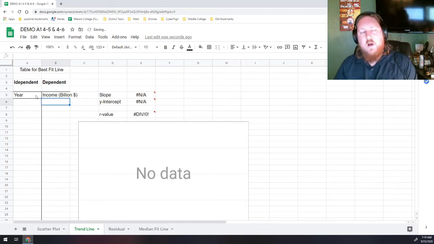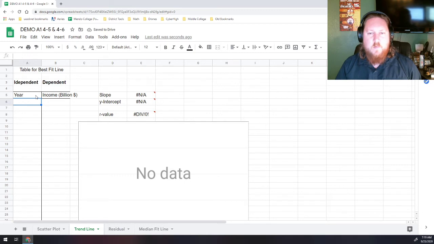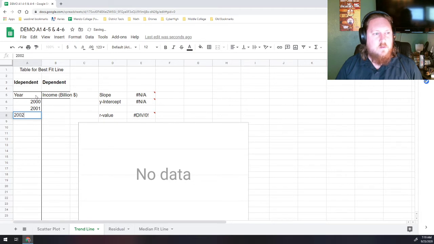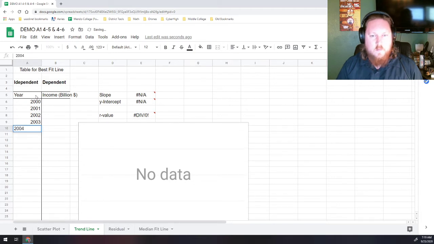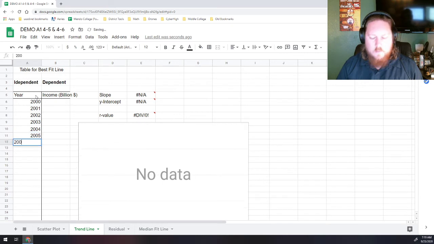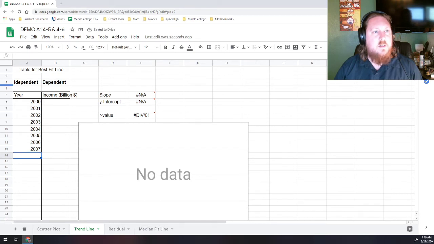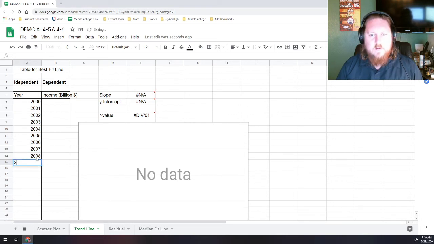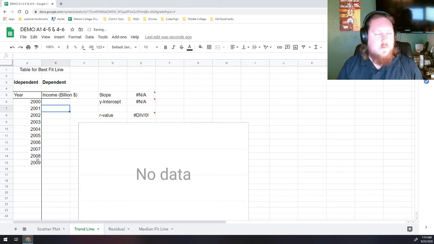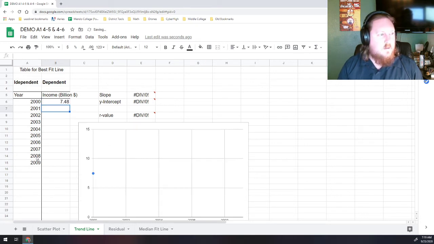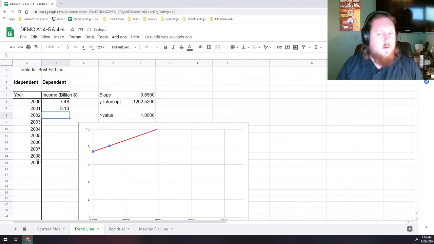All right. So now all I have to do is take the table that we had before and type it in. 2000, 2001, 2002, 2003, 2004. I think my table is a little bit bigger there, but I can't see it anymore. Yeah, it goes all the way to 2009. 2008, 2009. And now I type in the income, 7.488, 8.13. Now I've got the first two lines. It thinks it already has a trend line for me, but I'm not done typing in all the data.